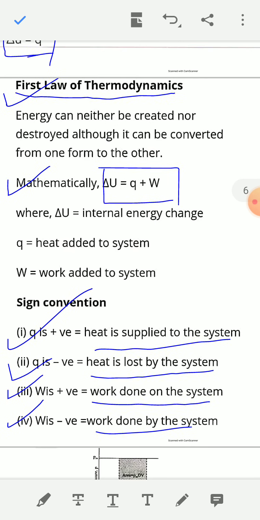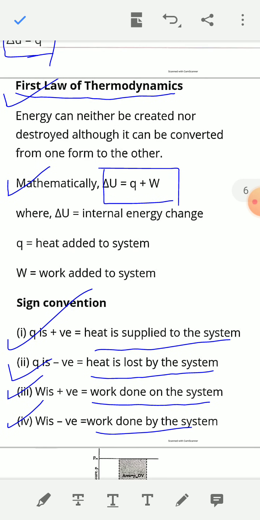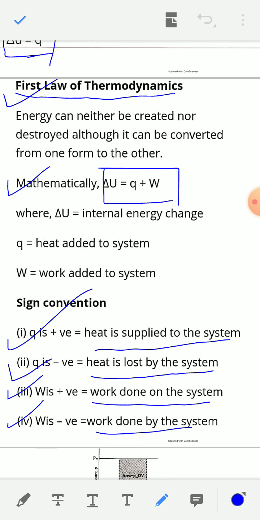Okay, so you have to remember the first law statement and the mathematical expression delta U is equal to Q plus W. Using this expression, you have to solve some numerical problems. And you have to also know this sign convention, important: when Q is positive, when Q is negative, when W is positive, when W is negative.